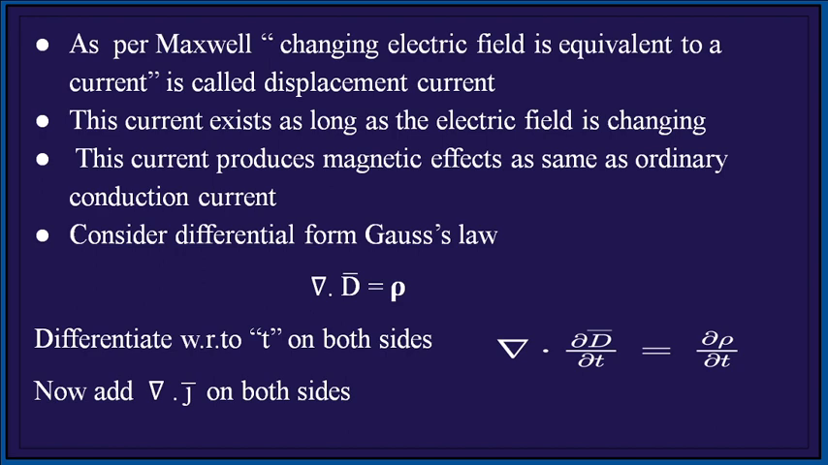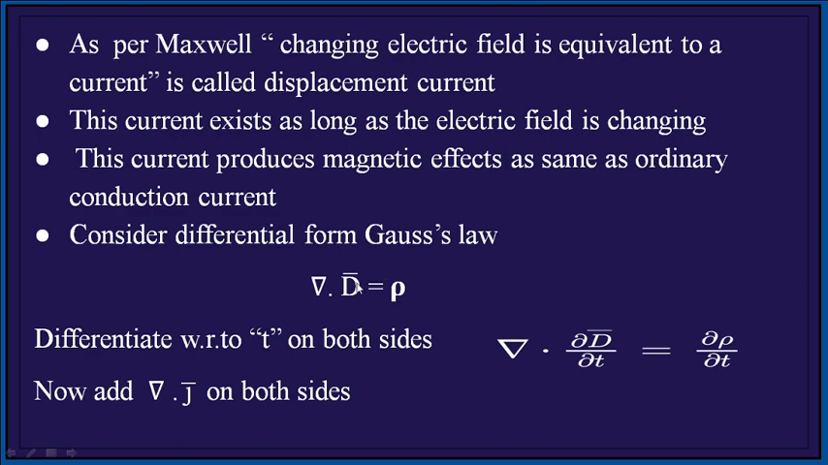So to formulate this displacement current, let us start with Gauss law. We know Gauss law, but here I consider Gauss law in differential form: div D equal to rho, where D is called the electric displacement vector and rho is called the charge density, the charge present per unit volume. Okay, now take the differentiation of this equation on both sides with respect to t.